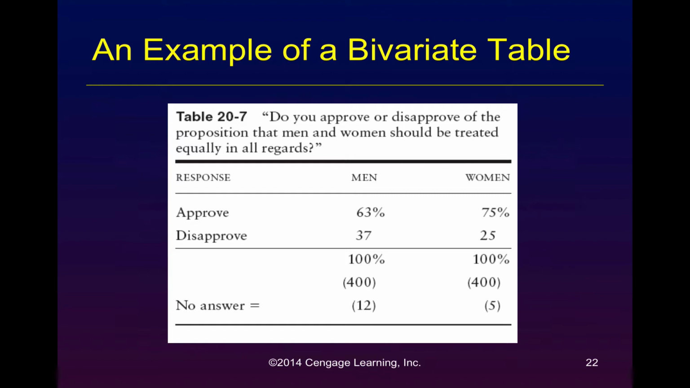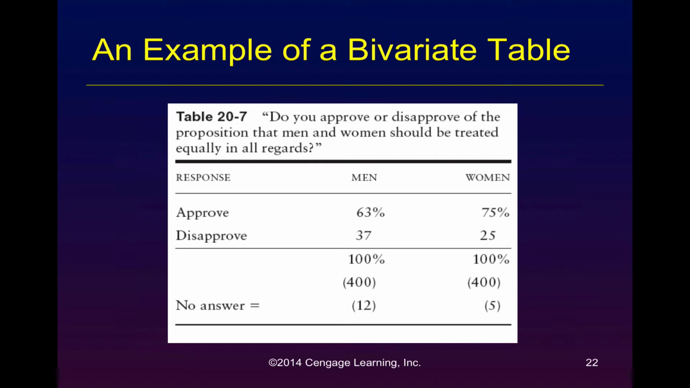You can see that 63% of men approve and 37% disapprove, that there are a total of 400 men in the sample and 12 of them did not answer. Compared to women, 75% of whom approved and only 5 did not answer.